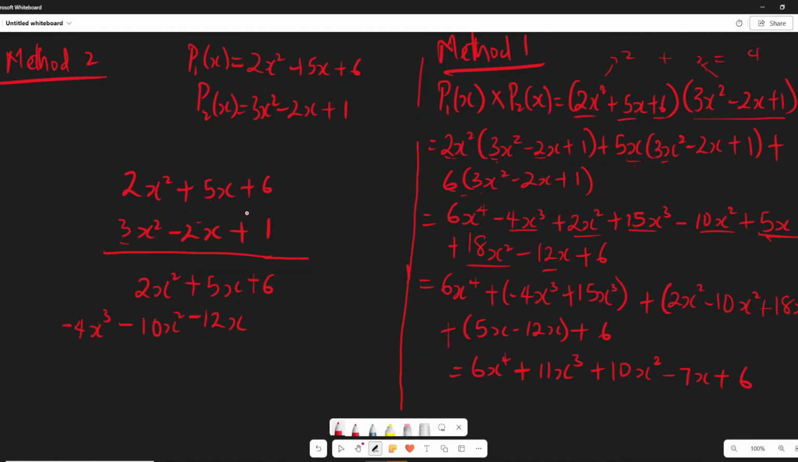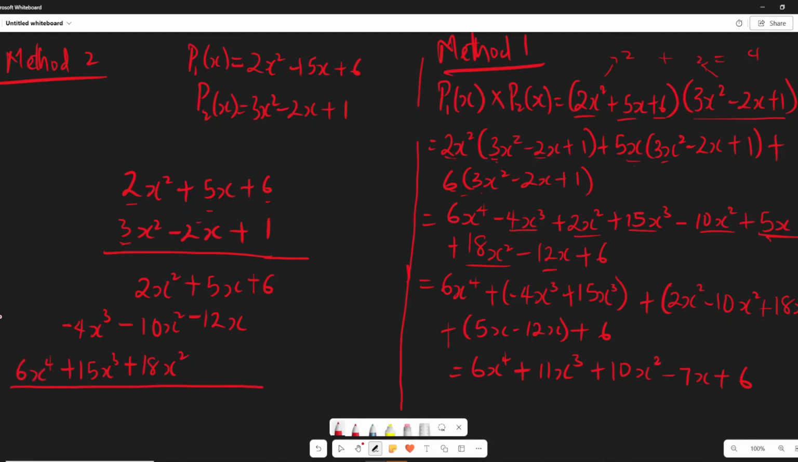Lastly, we have 3x squared multiplying 6 to get plus, yeah, that's a positive, plus 18x squared. 3x squared will multiply 5x to give plus 15x cubed. And then 3x squared multiply 2x squared to give plus also, which I don't need to write. Okay, plus 6x to the power of 4.